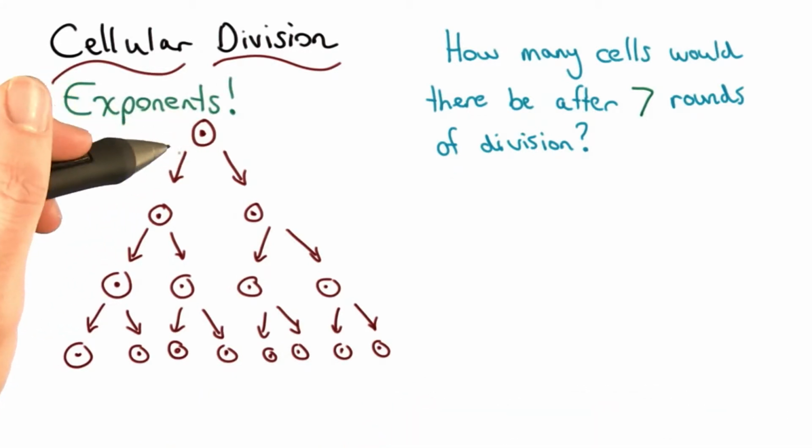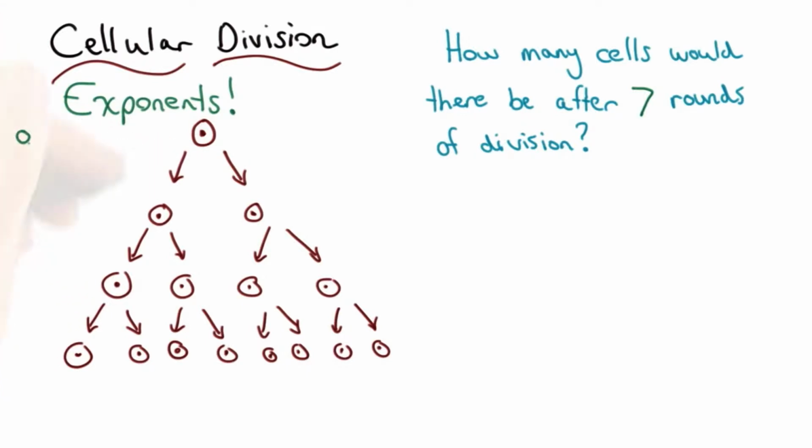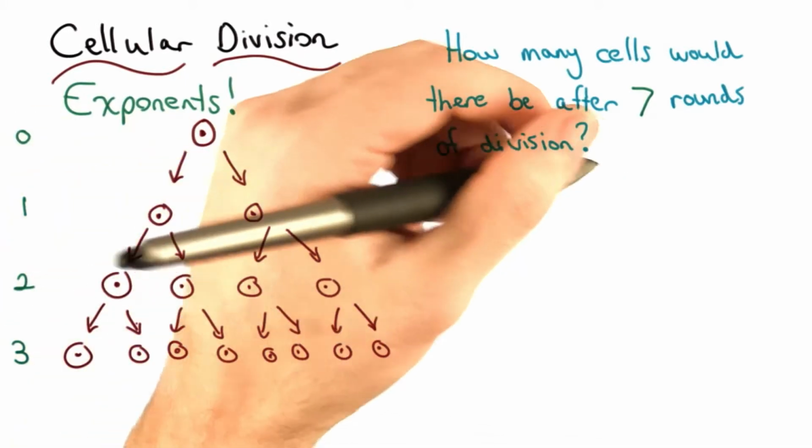Okay, this is just one cell. This is before any rounds of division, so I'm going to mark that off with a 0. This is after the first round of division. I have 2 cells. And then after the second round of division, I have 4 cells. And then after the third round of division, I have 8 cells. I know my cells doubled every time, so I'm going to use a base of 2.